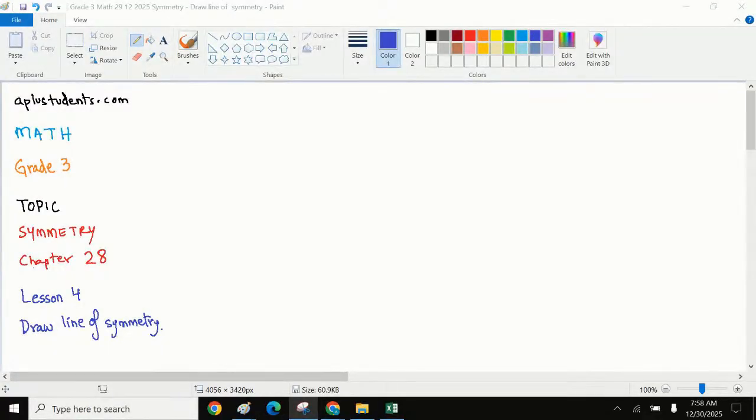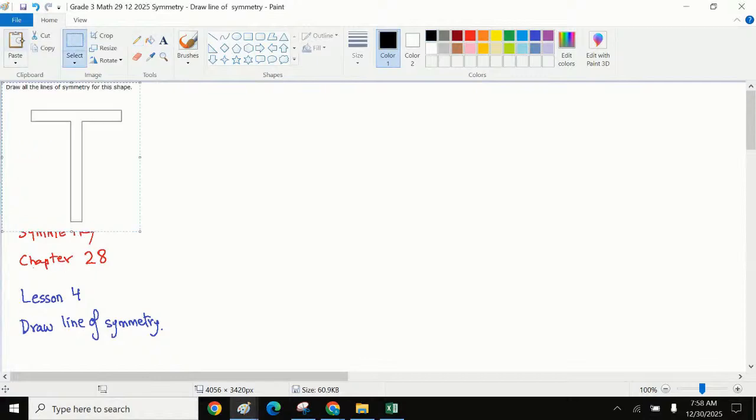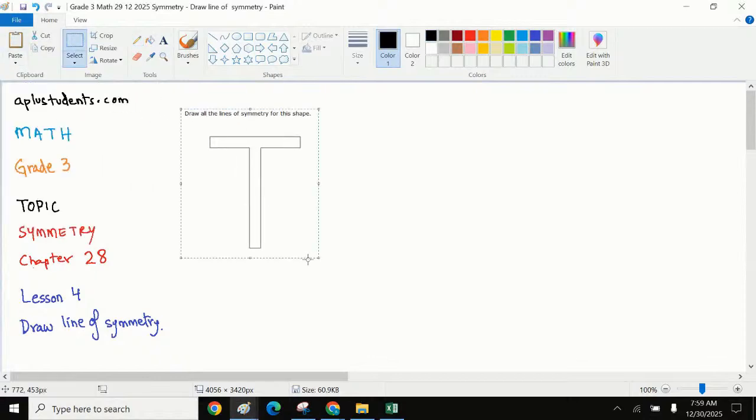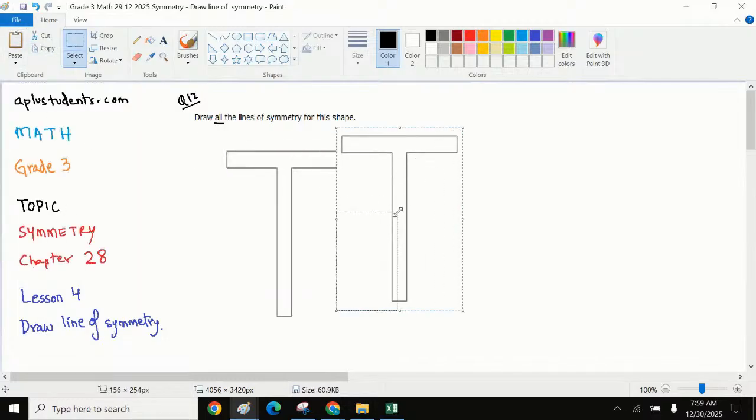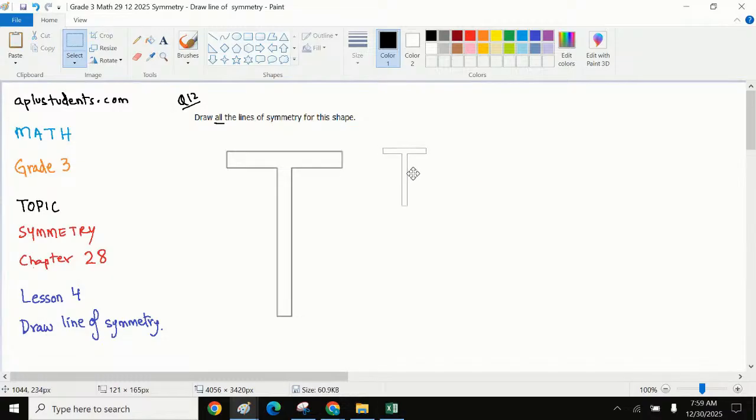So the first question we have says, draw all the lines of symmetry, okay? The most important words over here are draw all. There could be more than one line of symmetry, right? So what we try to do is consider this shape separately, okay? And let's see how many lines of symmetry there can be for this shape. Okay, let's suppose we have 2 options. If I have a vertical line, right?